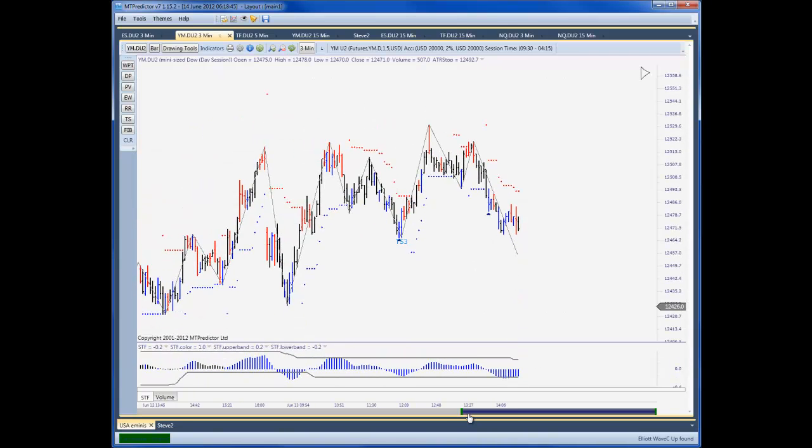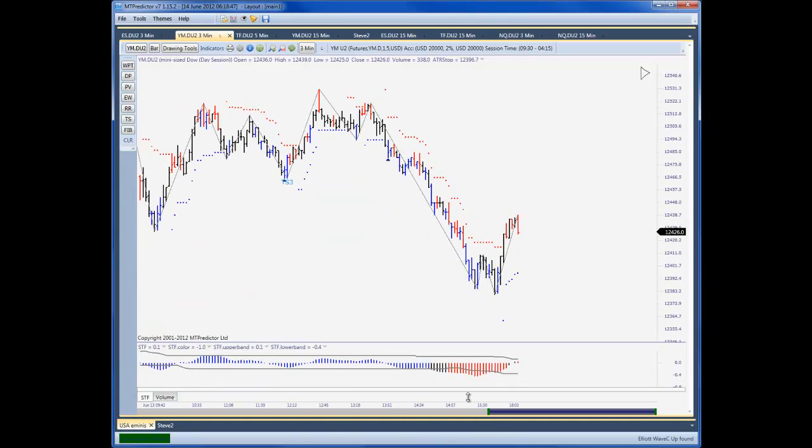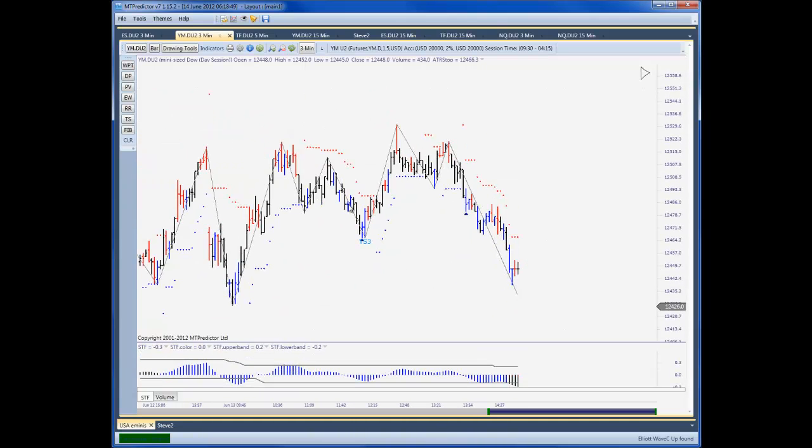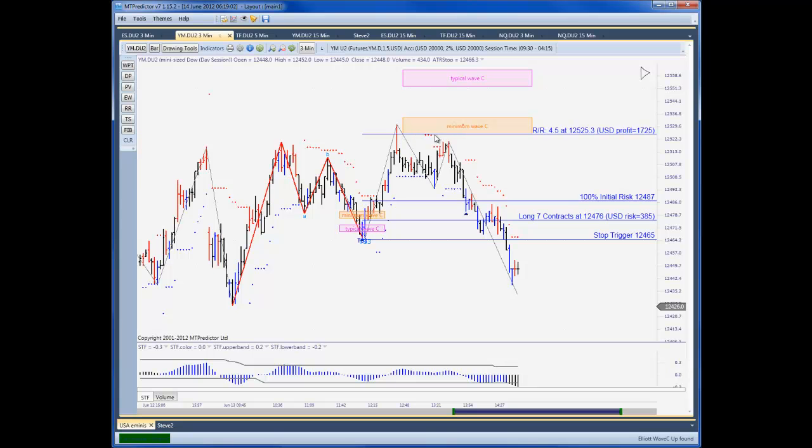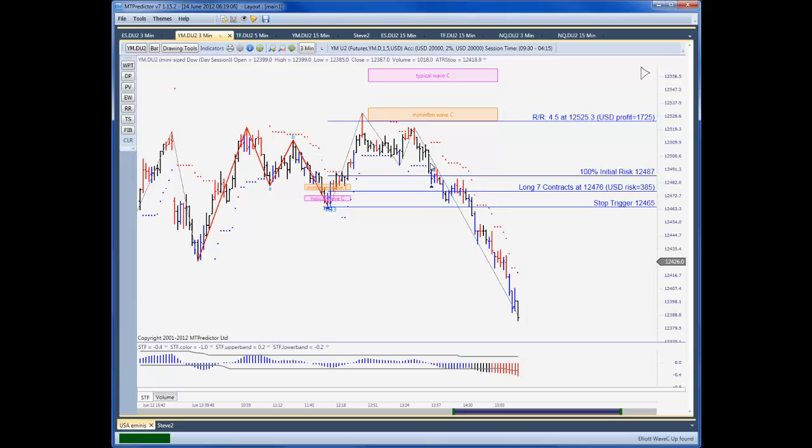Well, if we look at this 3-minute chart on the YM, you can see that yesterday we had a standard MTPredictor setup here. You'd have actually been on the bar before this one because this was a double bottom and there was a history triangle there, so I'll put that on, and there's that setup there into the high, no problems at all, a plus 4.5 hour profit. But we also had a setup here.